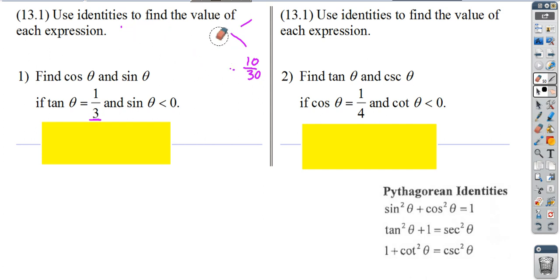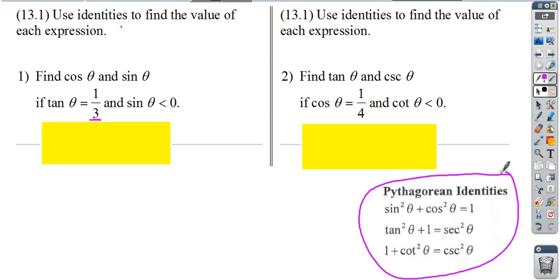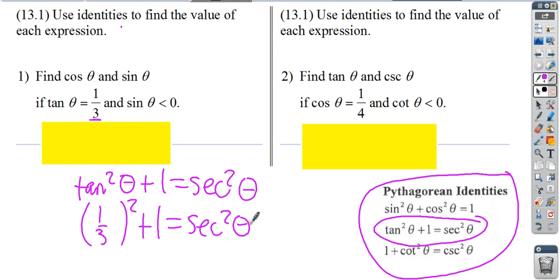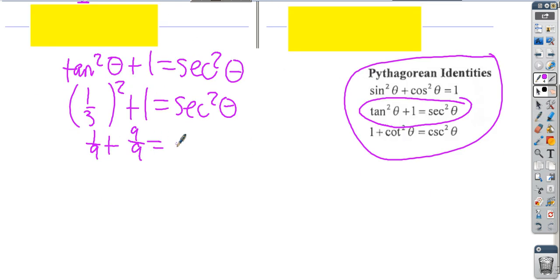So the way we're going to use this is we have tangent given to us, so we'll look at these 3 and see which identity gives us tangent. Okay, and it's this one right here. That's the identity with tangent. So let's just plug that in. Tan squared plus 1 equals sec squared. Well, what is tangent? Tangent is 1/3. So we're going to take 1/3 and square it, and that will give us sec squared. 1/3 squared is 1/9. And 1 as a fraction is 9 over 9. So that means 1 over 9 plus 9 over 9 is sec squared. And 1 over 9 plus 9 over 9 is 10 over 9. So that is secant squared.